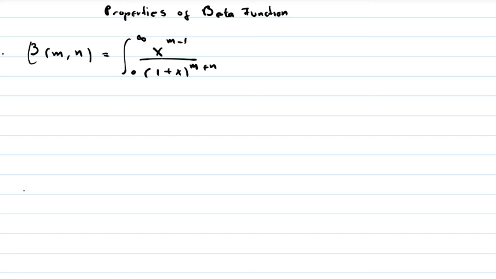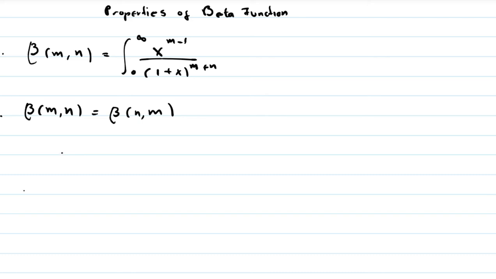Property number 2 says that beta of m, n is equal to beta of n, m. As you can see, we just reverse the arguments. What this property implies is that whatever the order of these two arguments m and n, we are still going to get the same result. But how can we prove that?